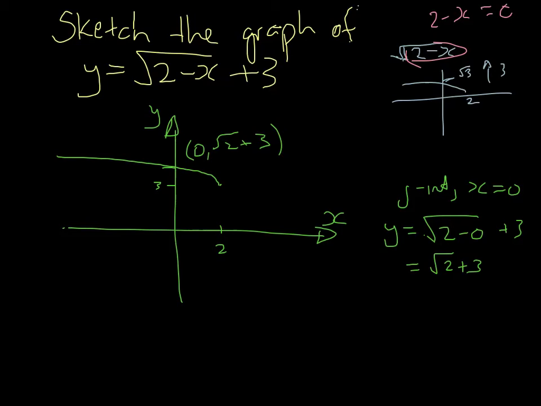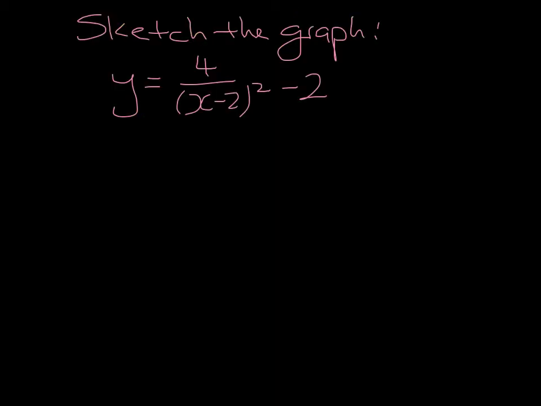I will now move on. Sketch the graph of y equals 4 over x minus 2 squared, minus 2. So again, what I need to do is identify this bit down the bottom here, and I'm going to set the x minus 2 squared bit equal to 0. Square root both sides, you've got x minus 2 is equal to 0 because the square root of 0 is 0. Add 2 to both sides, x will equal 2.